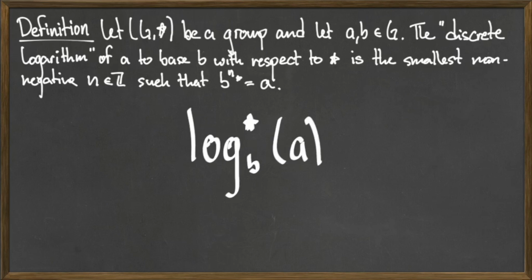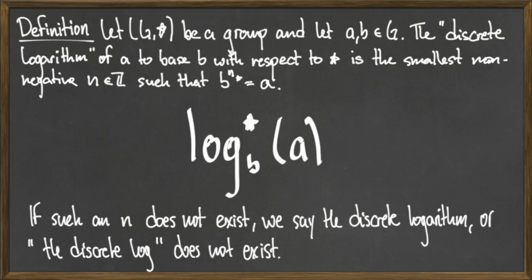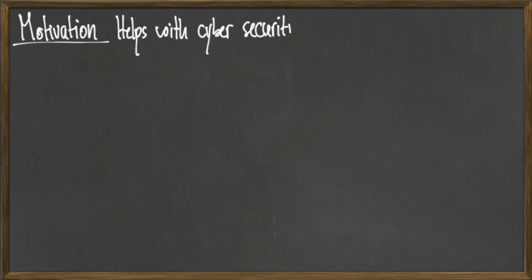We denote this discrete logarithm like so, and we read it as log base b with respect to star of a. If such a non-negative integer n does not exist, we say the discrete logarithm, or for short the discrete log, does not exist. Discrete logarithms are one of the fundamentals of any cybersecurity protocol. The complexity of calculating the discrete logarithm for an arbitrary element in a large group is what ensures that a security protocol cannot be compromised.